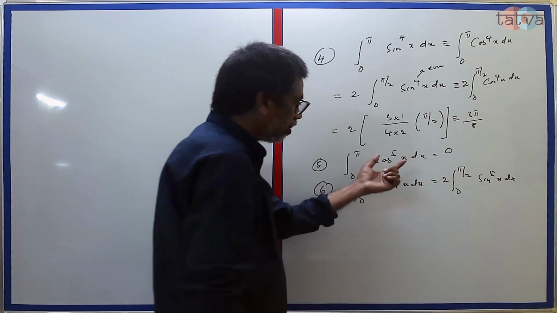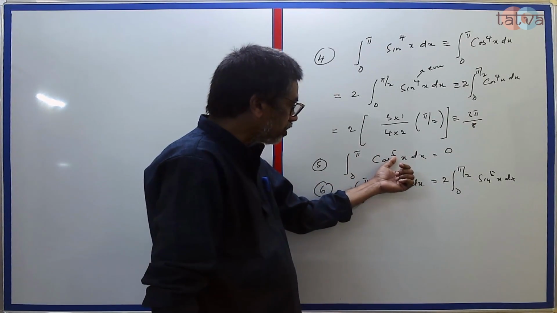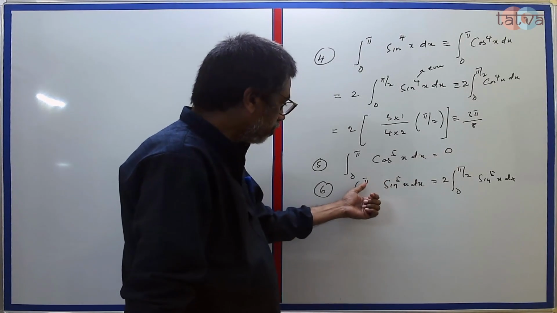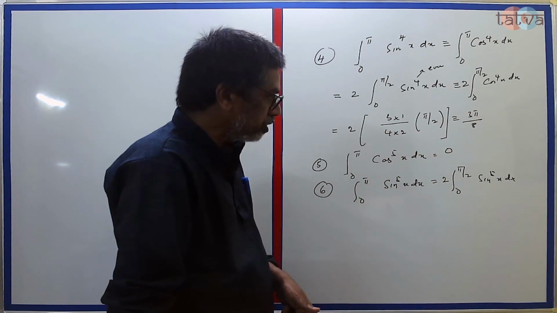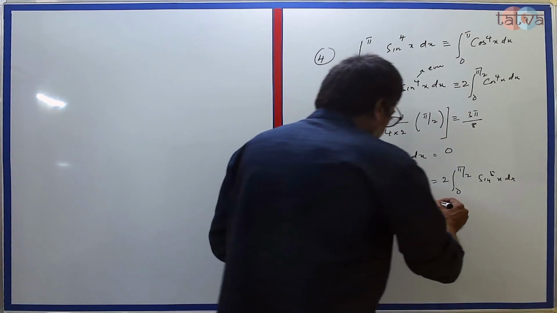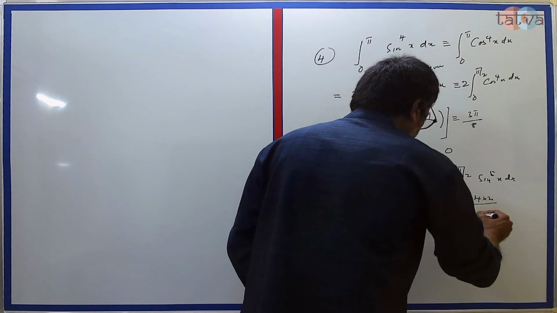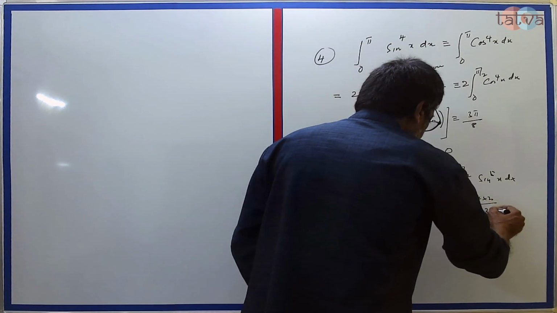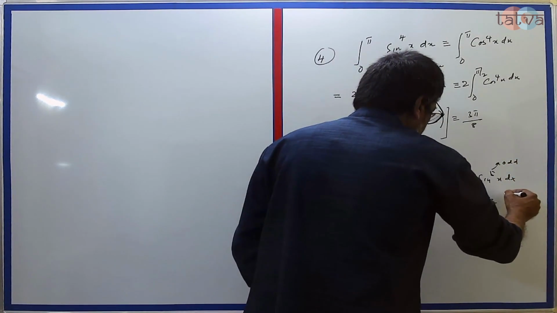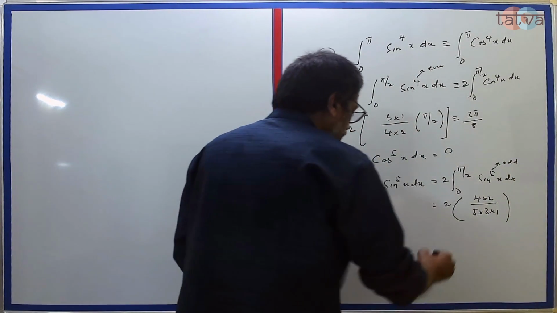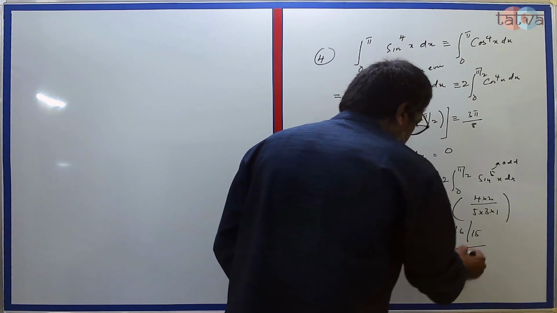You can see contrasting examples here. 0 to pi cos with an odd power, the output is 0. 0 to pi sine with an odd power is converted as 2 times 0 to pi by 2 sine power 5, and then the reduction is as before. 4 multiplied by 2, 5, 3, 1, then odd power, you don't have to further multiply with pi by 2. And 16 upon 15 is the output.